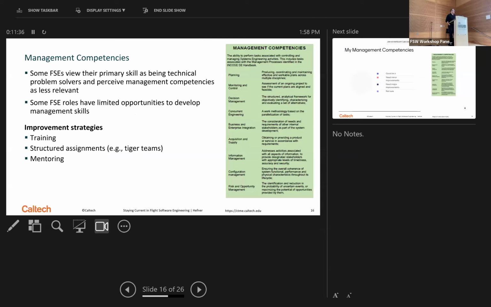Okay, management competencies. So these really show up in the INCOSE model. They don't really show up in the SWECOM in a similar way, although there's some discussion about leadership, but they actually kind of bin that under professional activities. Most flight software engineers consider their primary skills to be technical. In fact, they don't perceive management competencies as necessarily being relevant.